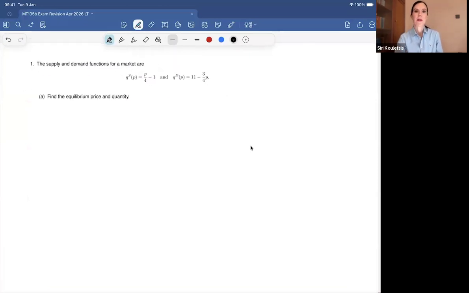So the first question I've prepared for us goes as follows. The supply and demand functions for a market are the equations you see here. Qs of p is p over 4 minus 1, and Qd of p is 11 minus 3p over 4. And the first task is to find the equilibrium price and quantity.